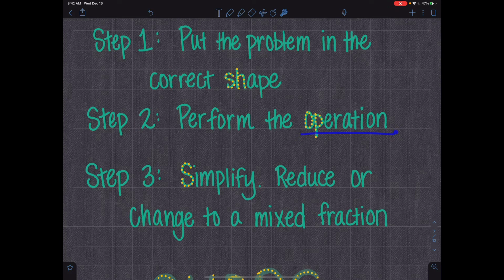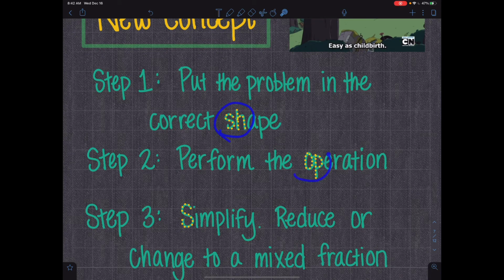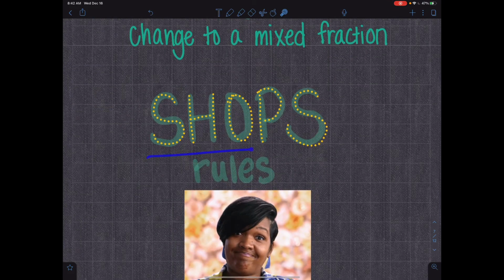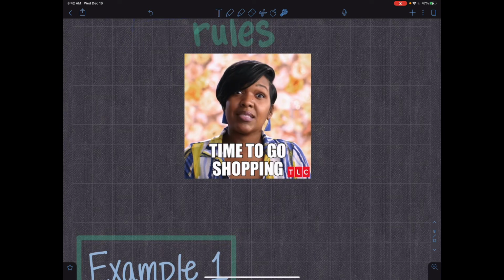No, not an operation like the kind I do at work. We're going to add, subtract, multiply, or divide. That's what they mean by operation. Step 3, we simplify the answer, reduce or change to a mixed fraction. And look at the stuff that I put in yellow dots. This is to remind you of the 3 easy steps. Step 1, shape. Step 2, operation. Step 3, simplify, otherwise known as the SHOPS rules. SHOPS for shape, operation, and then simplify. Time to go shopping.